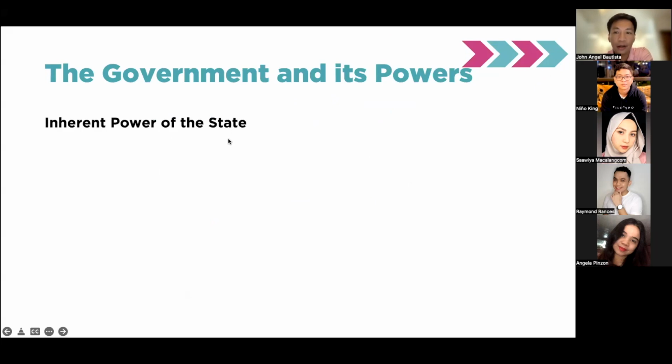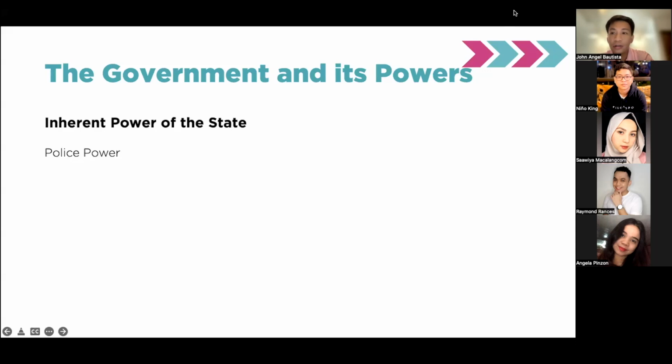Before we begin discussing the different branches of government, I think it's equally important to discuss the inherent powers of the state. Ano ba ang mga kapangyarihan ng isang estado? But just to be clear, ano ba yung difference ng state at government? If you have already taken siguro politics and governance, no?